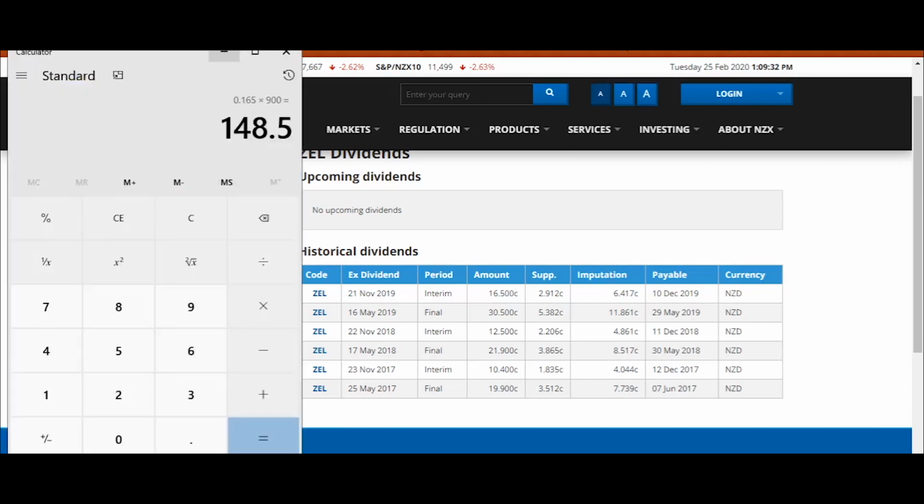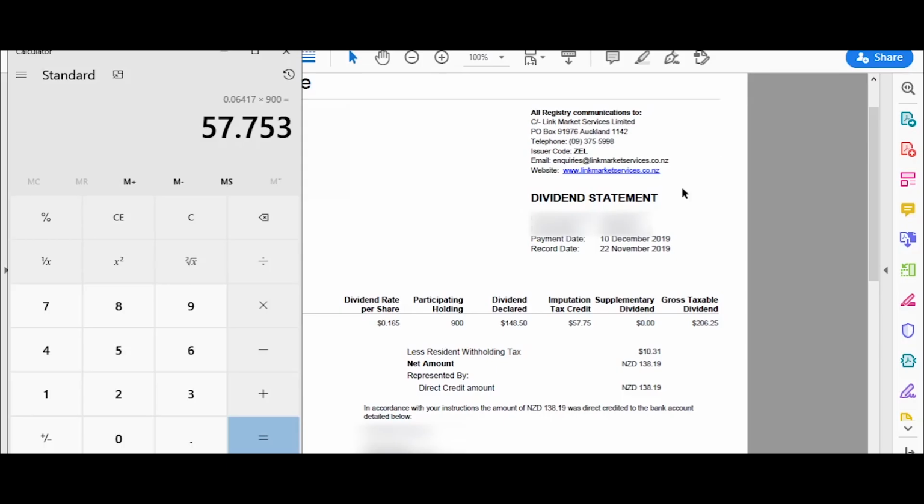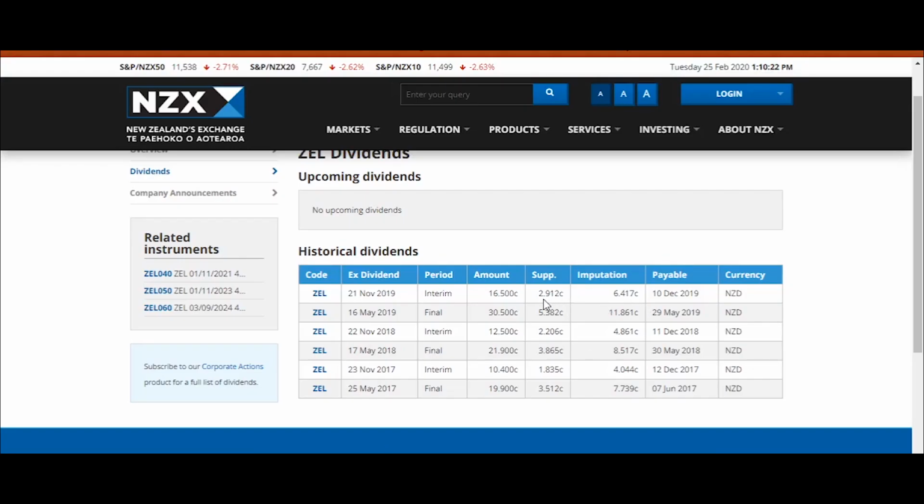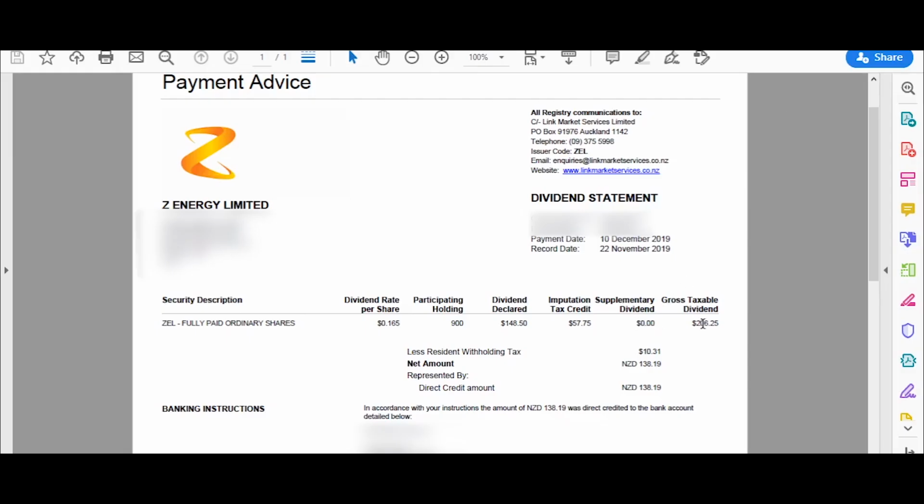If you want to calculate this as well, so imputation was 6 cents, so that's $0.06417 times 900, press enter, $57.75. And if you go back, there we go, $57.75. Maths is amazing. Going back, the supplementary amount is 2 cents, but I'm a New Zealand resident, so that doesn't apply to me. And you will need this figure and this figure when you're applying for a tax rebate to get some of this money back.